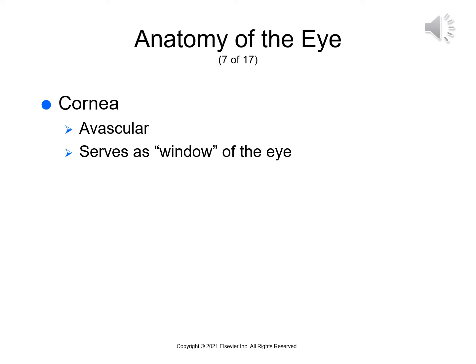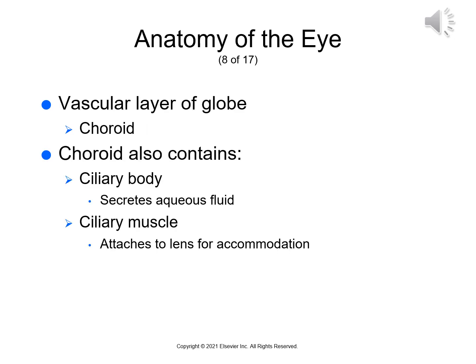The second part of the fibrous layer of the eye is the cornea. Whereas the sclera is the white of the eye, the cornea is the window. The cornea contains no blood vessels, instead getting nourishment and oxygen by being bathed in a solution called the aqueous humor and getting oxygen from the air. The second tissue layer in the eye's globe is vascular. The vascular layer of the eye is called choroid.